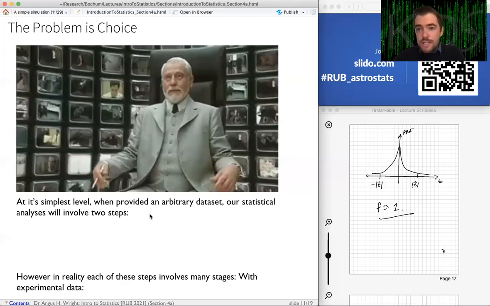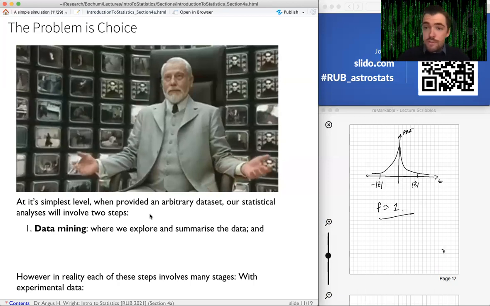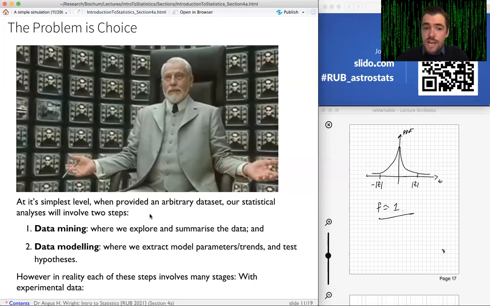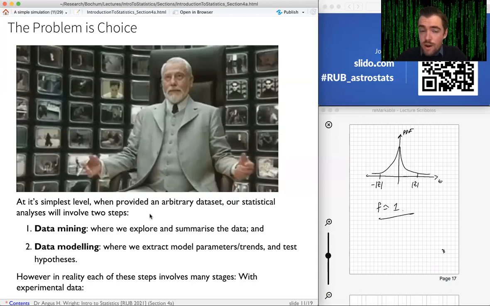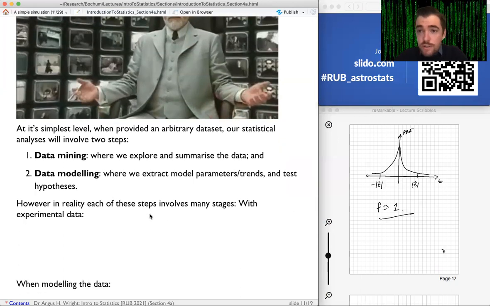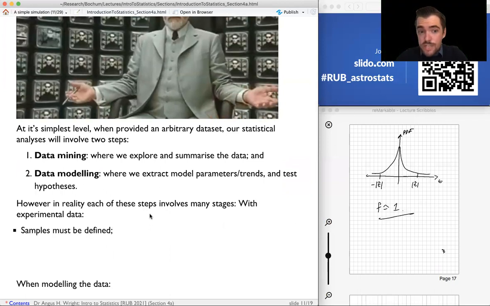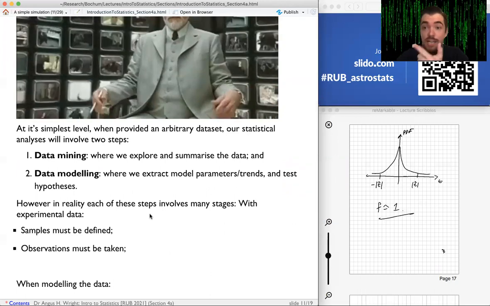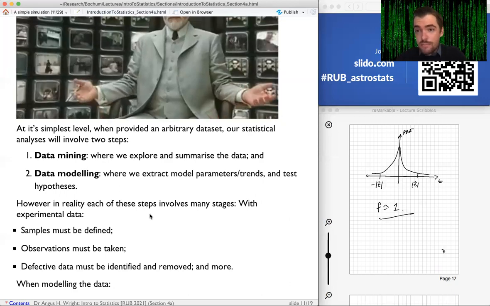When we are analyzing a data set, our statistical analysis typically follows two steps. The first step is data mining, and the second step is data modeling. So the first step is where we explore and we summarize the data, and the second step is where we extract our model parameters and test our hypotheses. Each of those steps actually involves a number of sub-steps. So you have to define samples when you're data mining. You have to take your observations and you have to clean those observations of defective data, generally speaking.